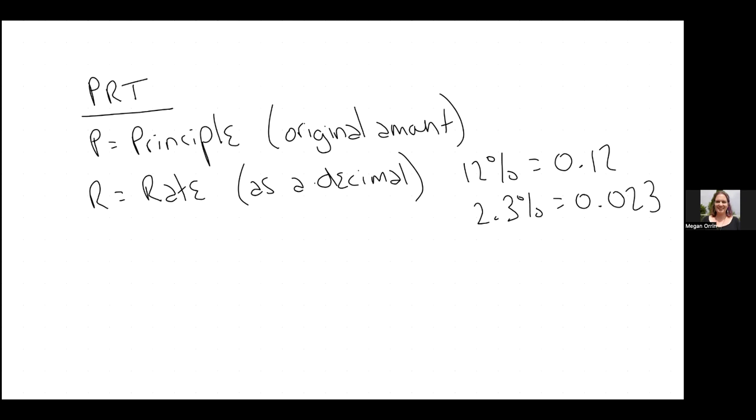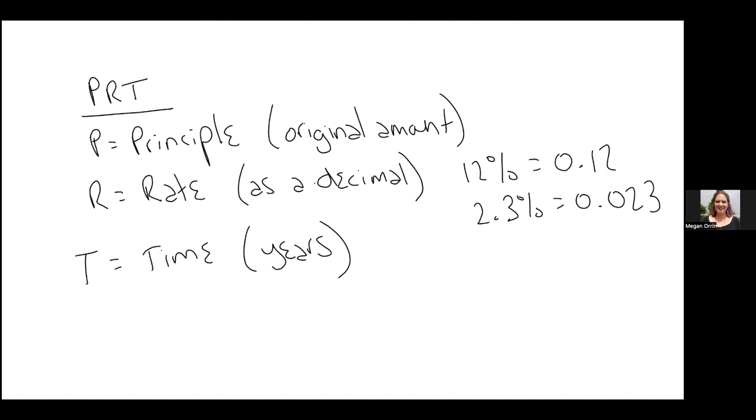And then what's T? Time. And how is it in time? Years. Good. So if they tell you 6 months, what's the time? It's 0.5. So if they tell you 6 months, you're writing 0.5. Time must always be in years.